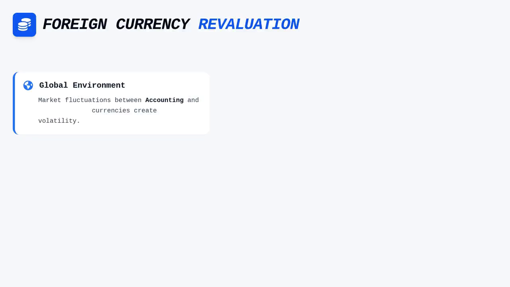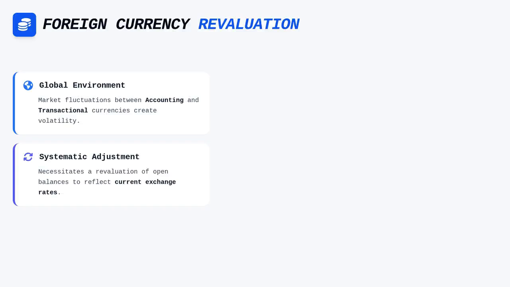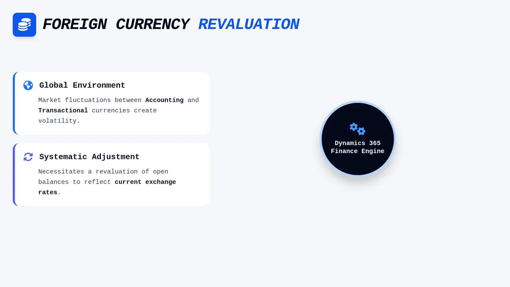As we move toward the finalization of the period, we must address the volatility of foreign currency transactions through the revaluation process. When you operate in a global environment, market fluctuations between your accounting currency and transactional currencies necessitate a systematic adjustment of open balances. Dynamics 365 Finance handles this by revaluing open customer and vendor invoices as well as bank accounts to reflect current exchange rates at the end of the period.